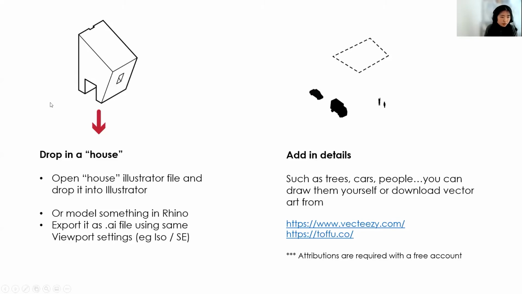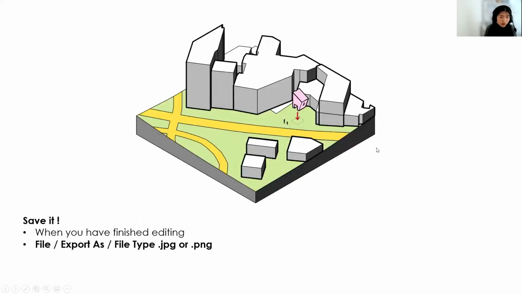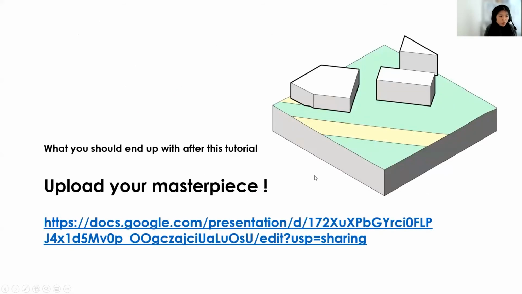So when you build something in Rhino and you want to pop that into your site diagram, just make sure you have set the same viewport settings so that the perspective is the same when you drop your new proposal in. So that was the isometric and whatever orientation you chose for that one. And then we can save it as a JPEG or PNG, and then you're ready to show us your masterpiece. And this Google Doc here, we'd love to see what you came up with. And it's totally fine if you use our sample file as well. But it would be great to see that.